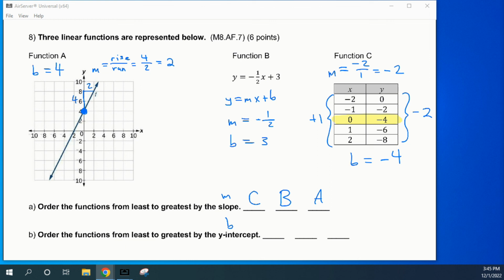And then order the functions from least to greatest by the y-intercept. The y-intercept of function C is negative 4. That's the largest negative. The next smallest y-intercept is function B. And then the y-intercept for A is 4. So that's what I got there.